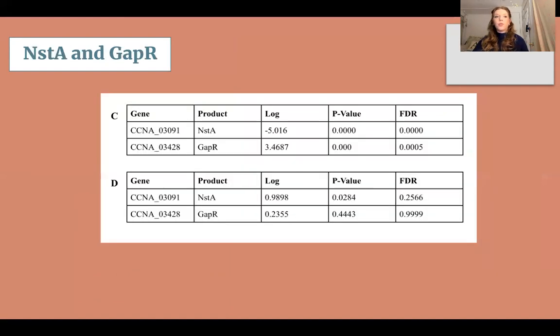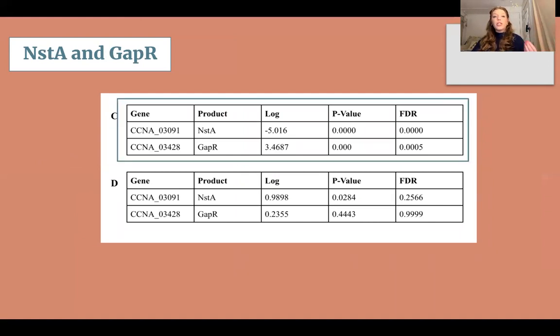done to help me better understand the topo-4 within the Caulobacter itself. So looking at the statistical data, we're able to see the transposon sequencing on the top and the RNA sequencing on the bottom. And what's really important is that this is actually considered statistically significant. So we're seeing a downregulation of the insertions in the NSTA and an upregulation of insertions of the GAP-R. And with a p-value and a false discovery rate of less than 0.05, these are considered statistically significant.